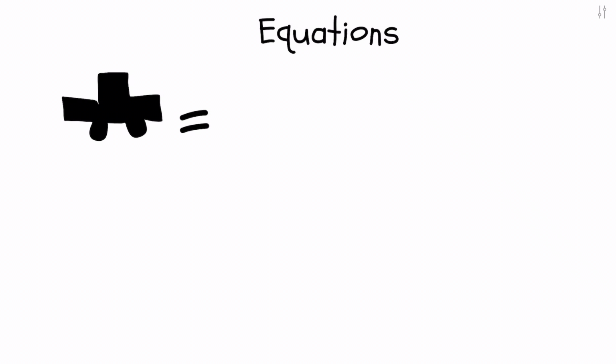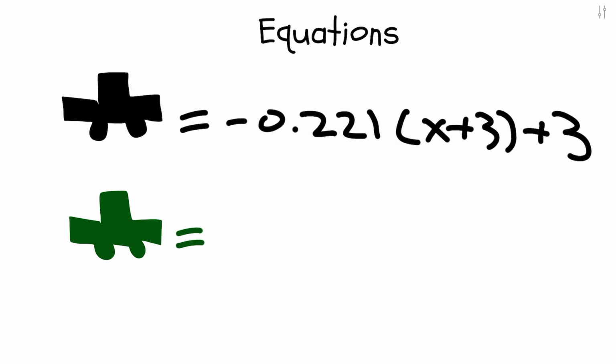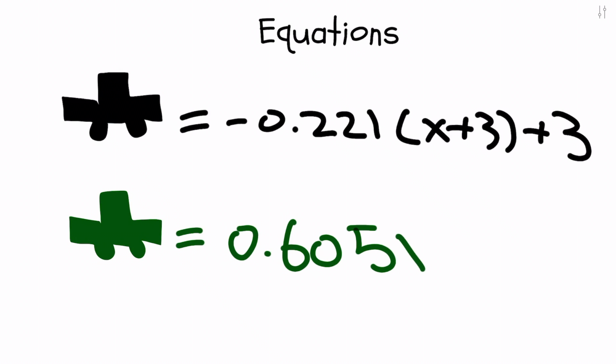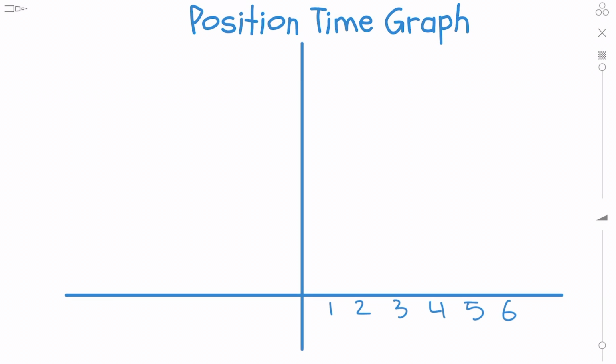The slow car's equation is negative 0.221 quantity x plus 3 because it started 3 seconds before the fast car at a position of positive 3 meters. And the fast car's equation is 0.605x because it's traveling in the positive direction. To find the cars' collision point, we first use a position time graph.